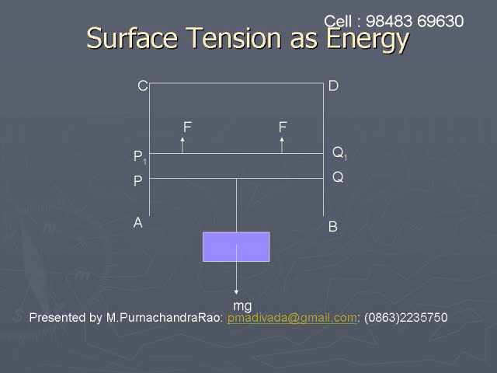P1Q1 and PQ are two positions of a rod, and mg is the load attached to this rod so that the rod is in equilibrium. The rod is slowly pulled down by an amount x so that it is in equilibrium in both positions P1Q1 and PQ. Like this we imagine this figure. Let us consider the length of the rod PQ as L.